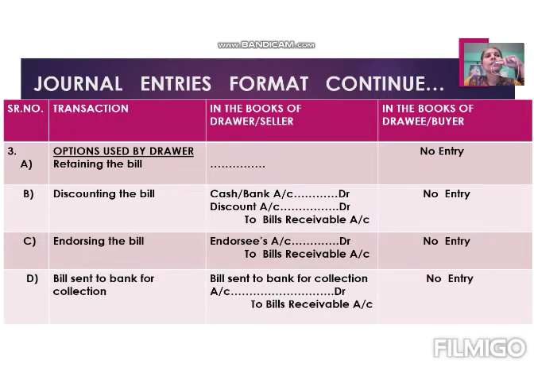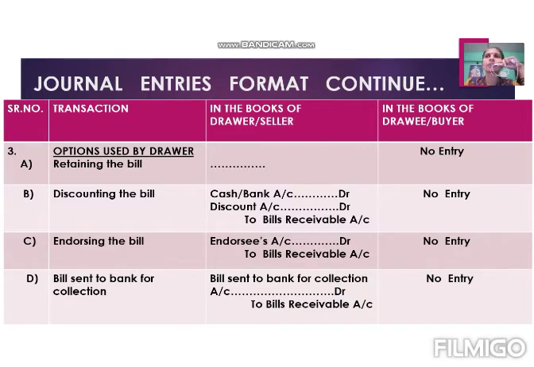Now, the first option, retaining the bill. If the drawer decides that I want to keep the bill with myself only, I am not using any other option, at that time, what entry will be there in the books of the drawer? Nothing. Why? Because he is just keeping the bill with himself. So for that particular thing, there is no separate entry.